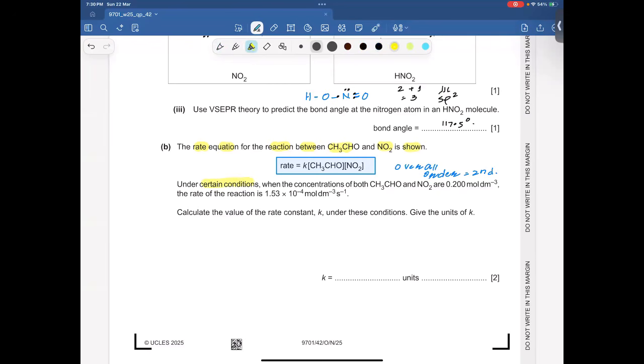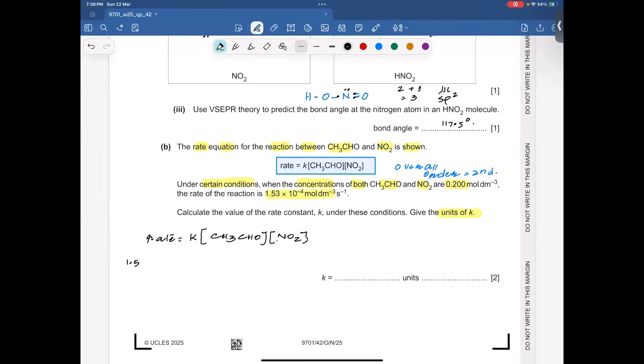Under certain conditions, when the concentration of both ethanol and NO2 is 0.2 mole per dm cube, and the rate of reaction is given, calculate the value of the rate constant. Under this condition, give the units of K. So let me write the rate equation again. Rate equals K, concentration of ethanol and concentration of NO2. Let me plug in the values.